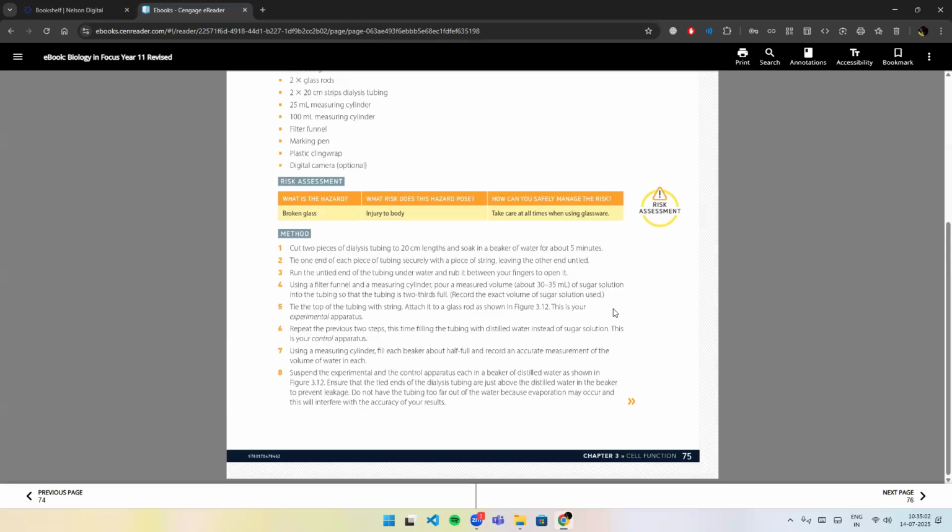Using a measuring cylinder, fill each beaker about half full and record an accurate measurement of the volume of water in each. Suspend the experimental and the control apparatus each in a beaker of distilled water as shown in figure 3.12. Ensure that the tied ends of the dialysis tubing are just above the distilled water in the beaker to prevent leakage. Do not have the tubing too far out of the water because evaporation may occur and this will interfere with the accuracy of your results.